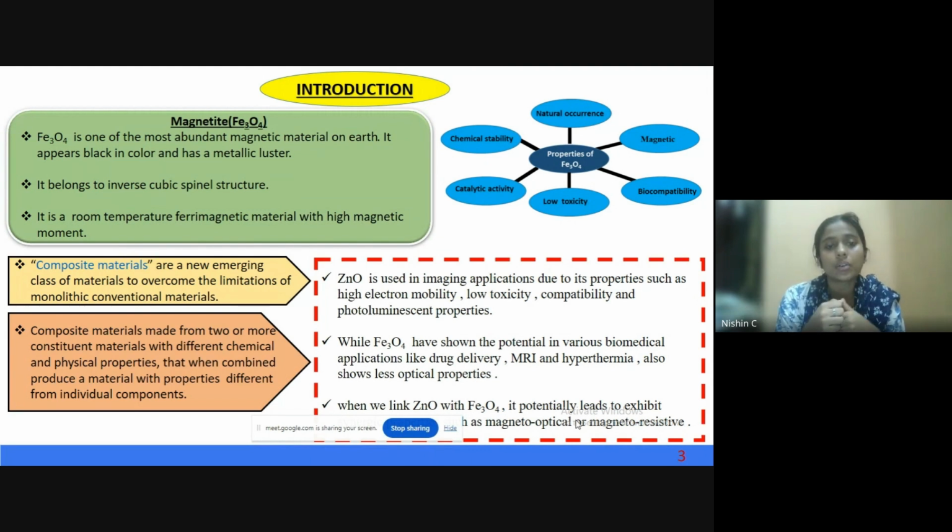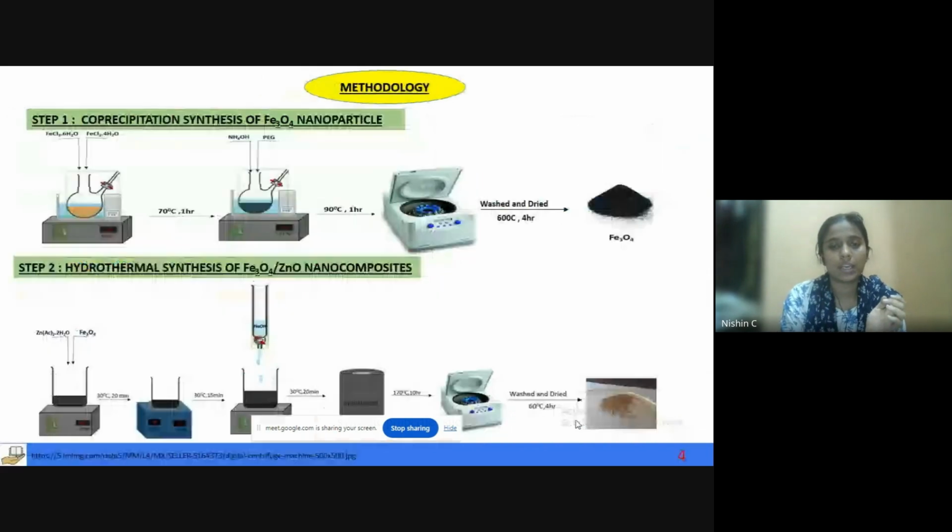ZnO is used in wide applications because of its wide band gap, optical properties, and photoluminescent properties. It is used in photosensors, photodetectors, etc. Also, Fe3O4, the magnetite, is used in biomedical applications like drug delivery, MRI, and hyperthermia applications. So when we link ZnO with Fe3O4, it shows synergistic properties like magneto-optical and magnetoresistive properties. In this work, I mainly focus on the magneto-optical properties.